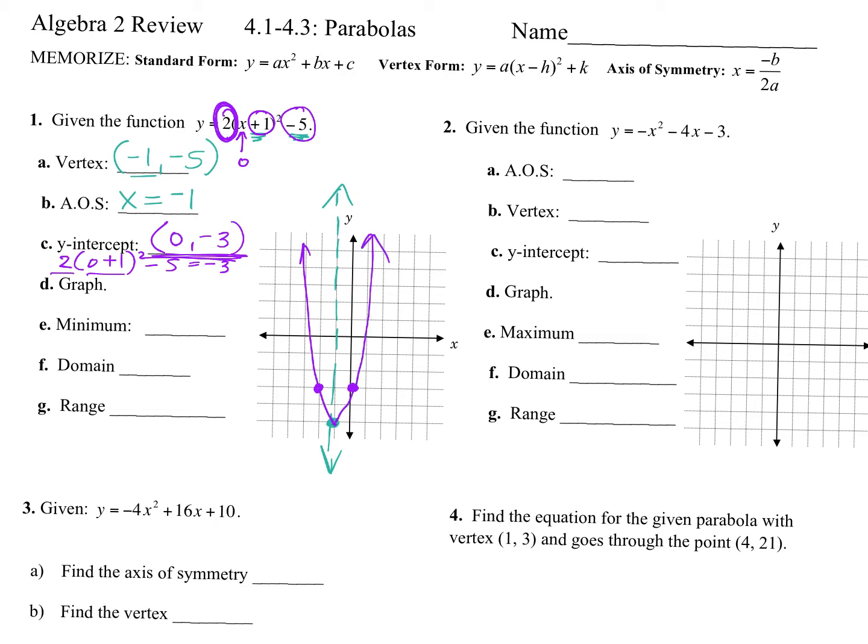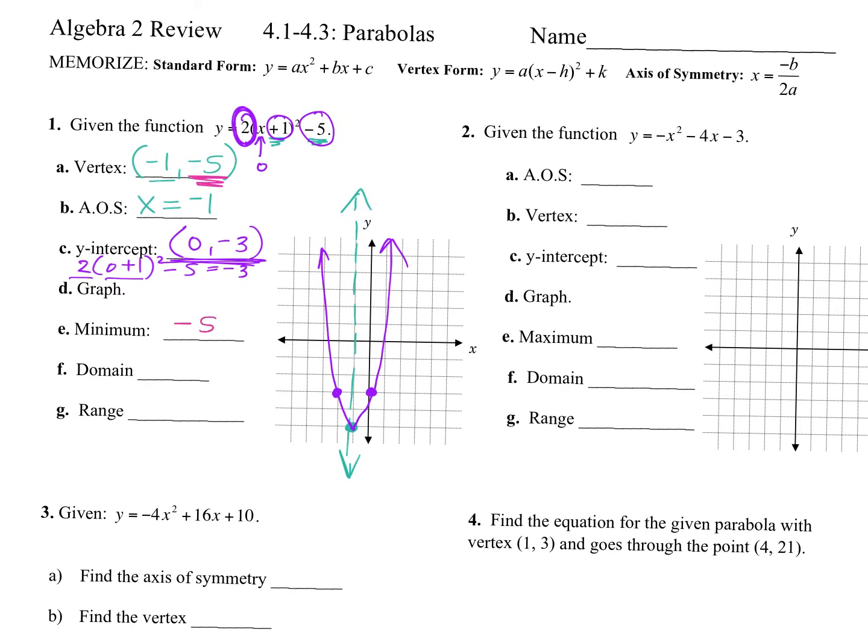What is your minimum? -5. It's always the Y value of your vertex. It's your K value. So the minimum is -5. What's the domain? All real numbers. And what's the range? Y is greater than or equal to -5. Yes, greater than or equal to, because it's opening up, right? Your Y value has to be more than that -5.